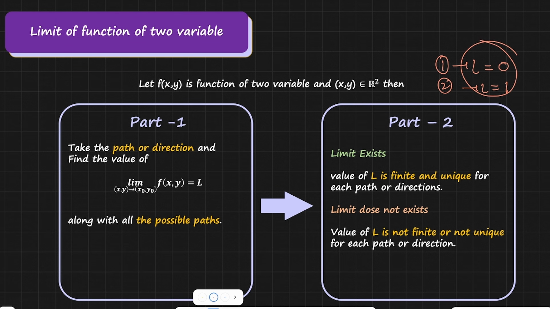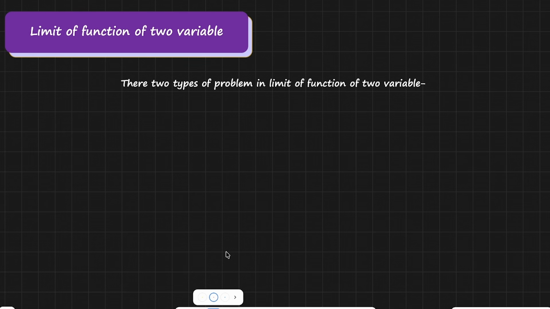This is not unique for that function, so you will say your limit does not exist. Or if you say your limit is infinity, then also you will say the limit does not exist. Let's say for the first path the limit is 1, and for the second path the limit is also 1, then you will say the limit exists. So these are the different cases.